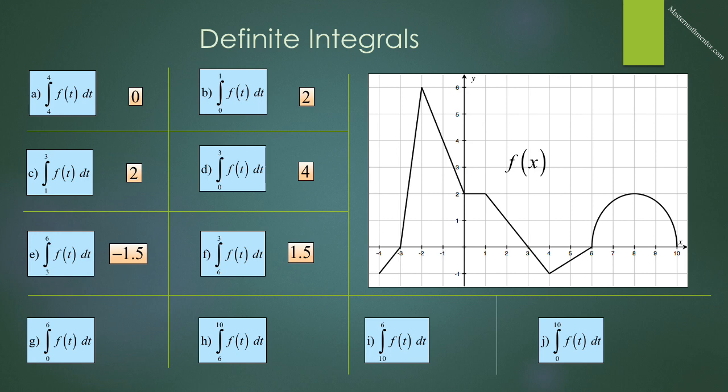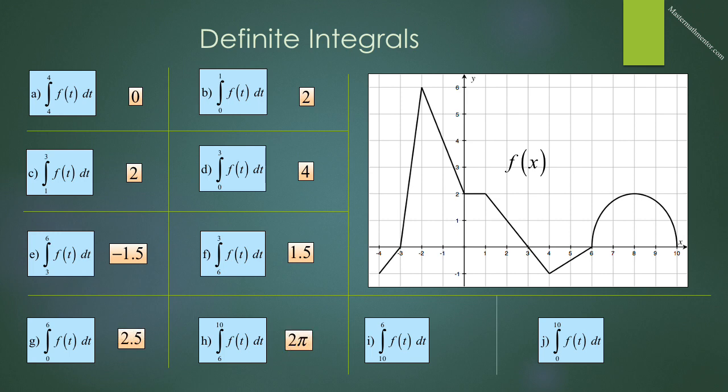F asks for the integral from 6 to 3 of f of t dt. Since part E was the integral from 3 to 6, then the integral from 6 to 3 will be negative of what the answer to E was, or positive 1.5.